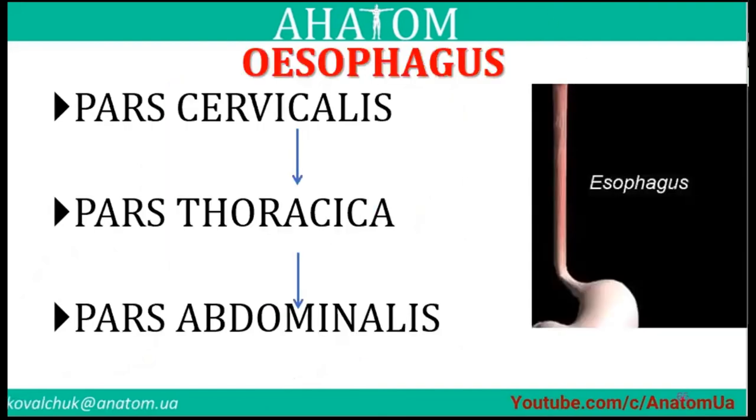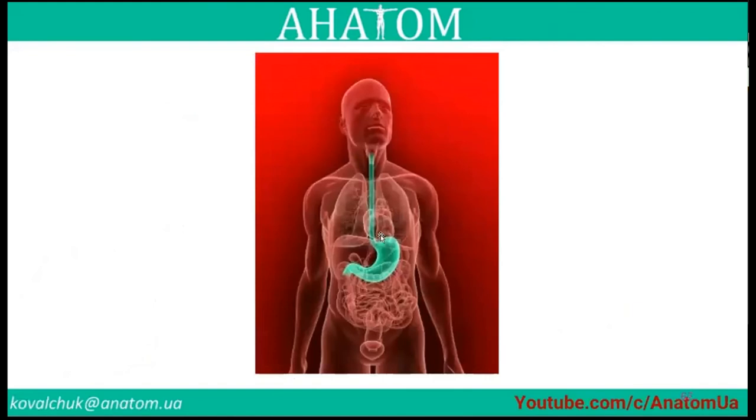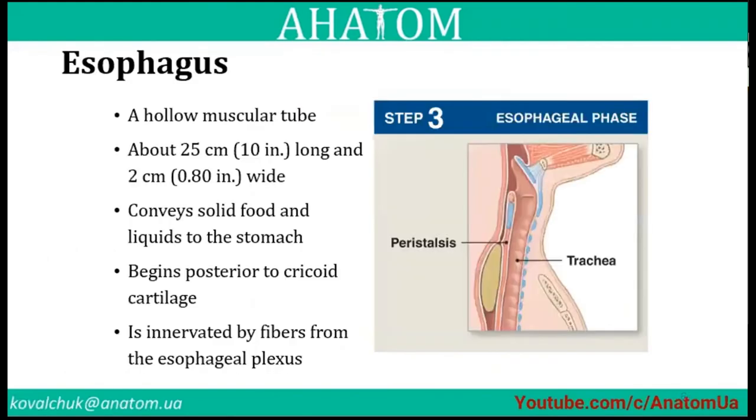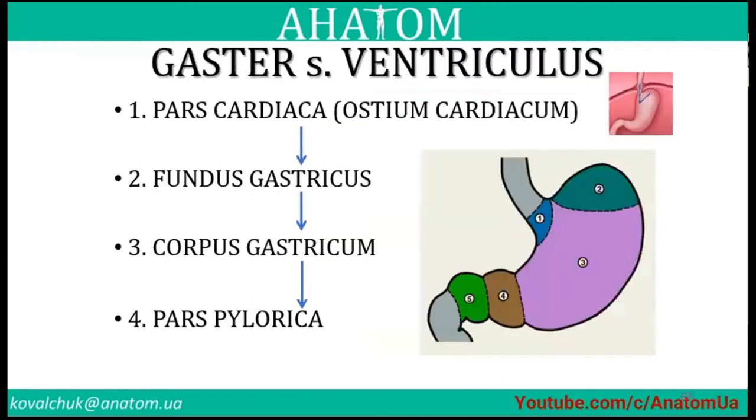The esophagus, with cervical, thoracic, and abdominal parts, connects with the stomach, and it's a muscular tube where the process of peristalsis starts, by which food moves to the stomach. And the stomach has four parts: cardiac part, fundus, body or corpus, and pyloric part.